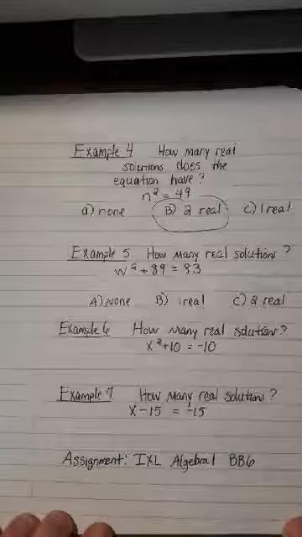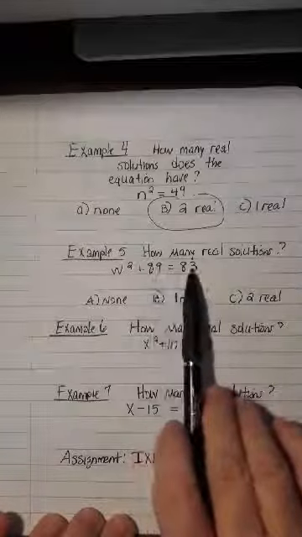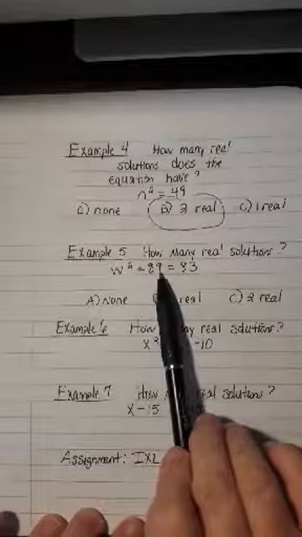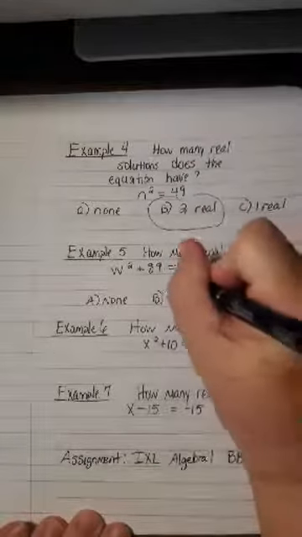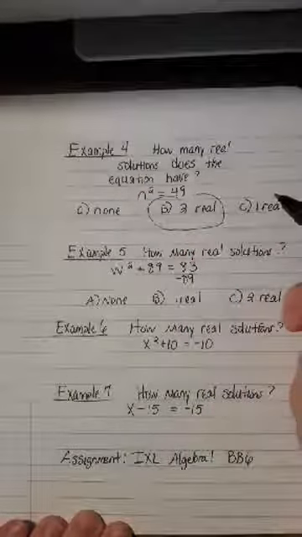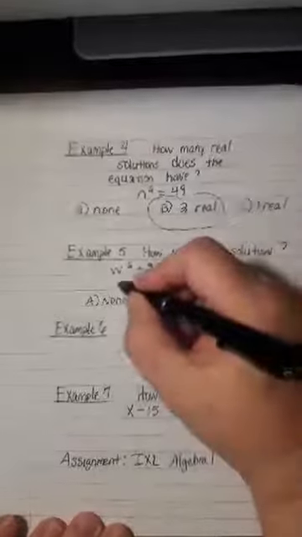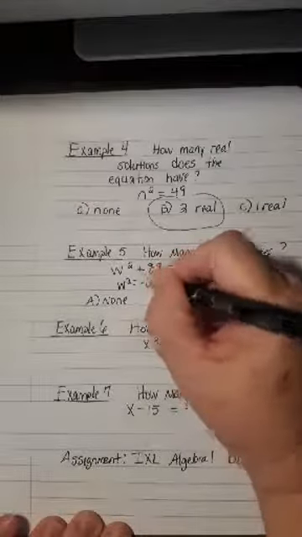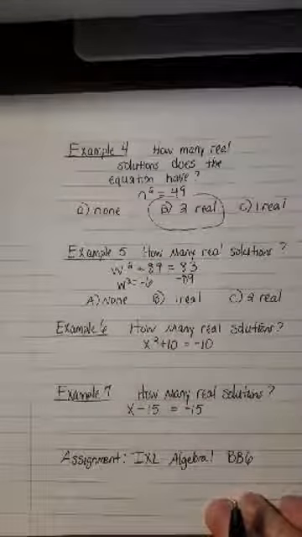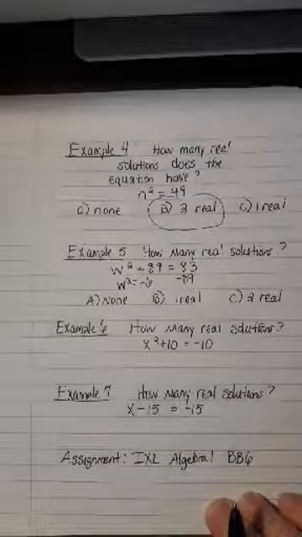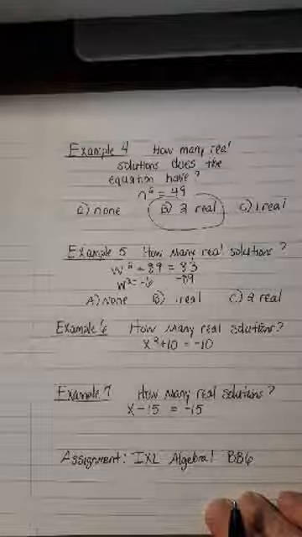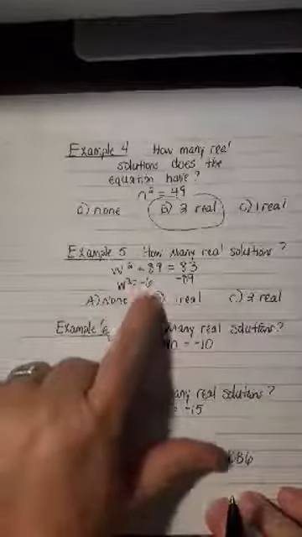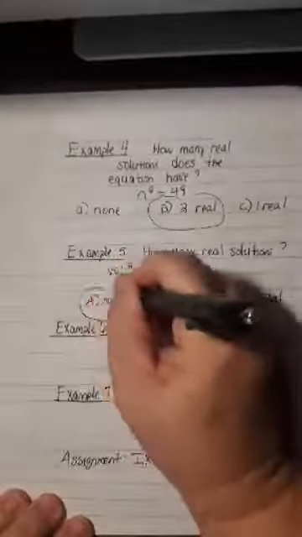So let's look at example 5. How many real solutions? Well, before you can answer it, you don't just look at your 83, because in this equation, you've got to do a little work first. You've got to subtract the 89. But now when you subtract 89 over here, you're going to get a negative number. You're going to end up with w squared equals negative 6. Is that right? Yeah, that's right. And so, because you end up with a negative number, it doesn't matter what the number is, just because it's negative, you're going to have no real solutions.